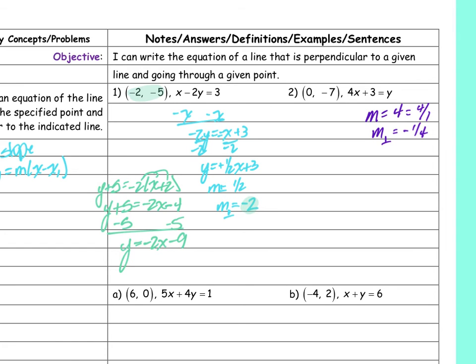Okay, and then I have my point, and I have my slope, and I'm going to write the equation of the line that's perpendicular. So I've got y plus 7 equals negative 1/4 times x minus 0. So y plus 7 equals negative 1/4 x minus 7. Y equals negative 1/4 x minus 7.